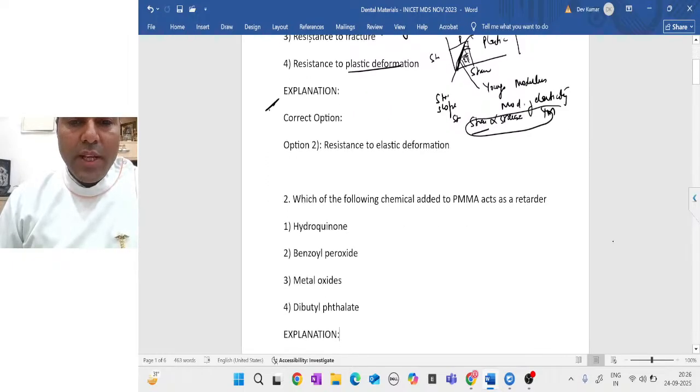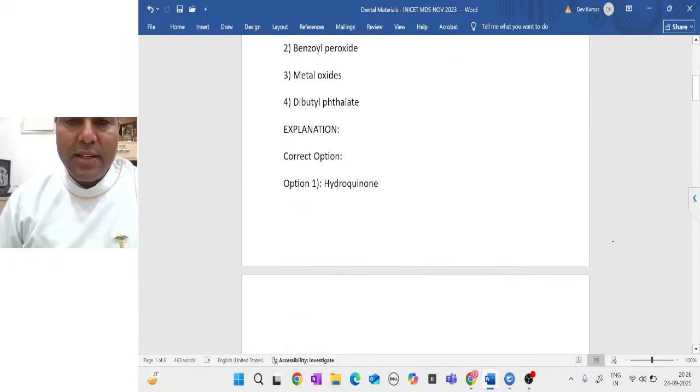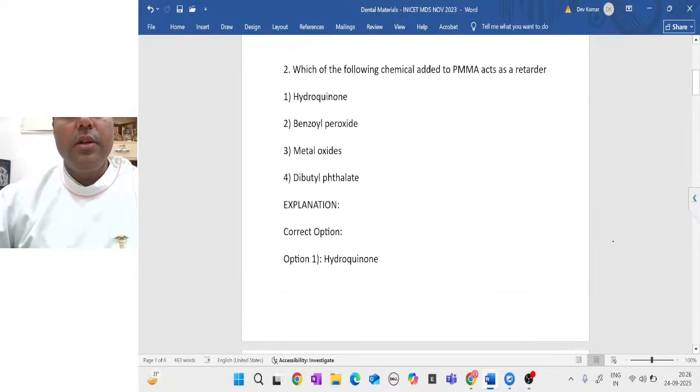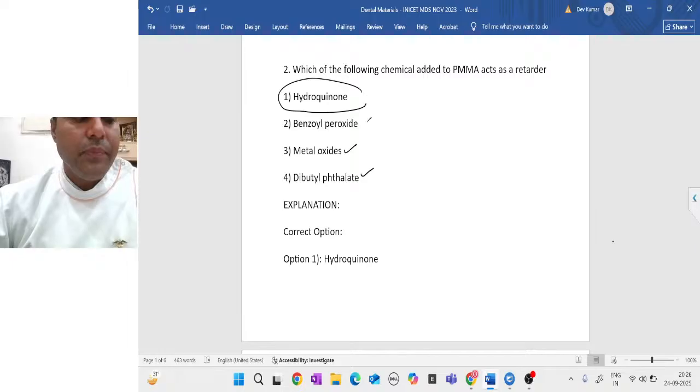Which of the following chemicals is added to PMMA as a retarder? Let us see: hydroquinone, benzoyl peroxide, metal oxide, and dibutyl phthalate. So here the correct answer is hydroquinone. Let us see. When we are talking about PMMA, it can be cold cure or self cure, or it can be heat cure.